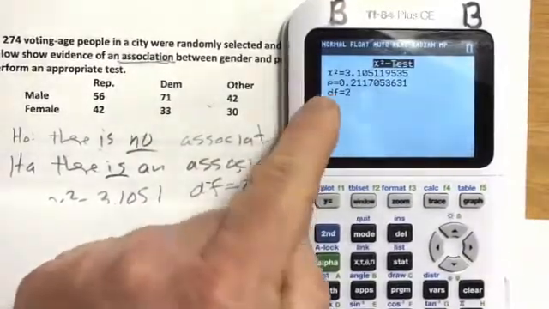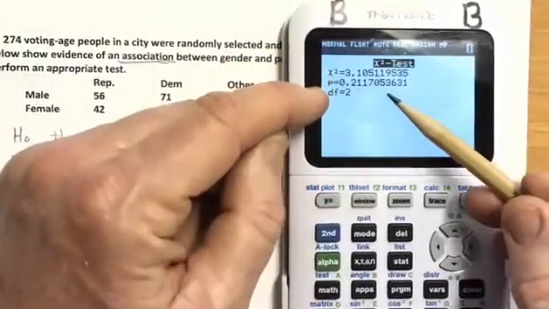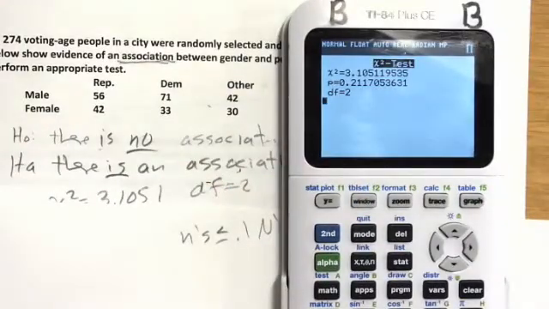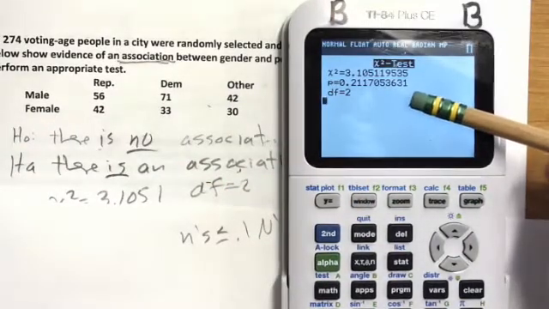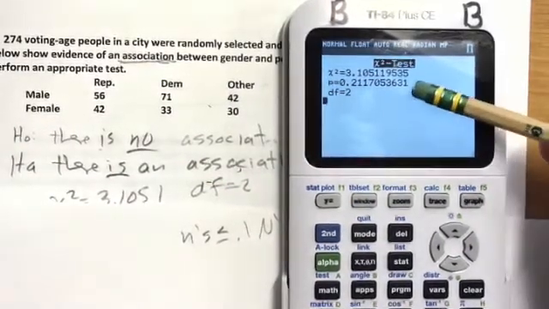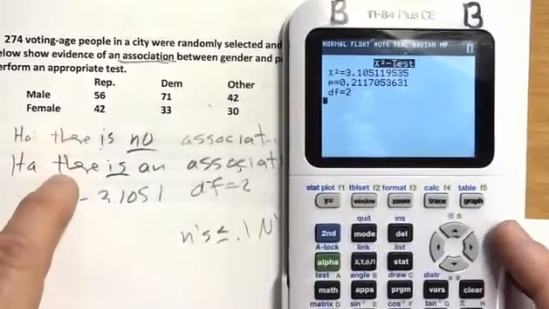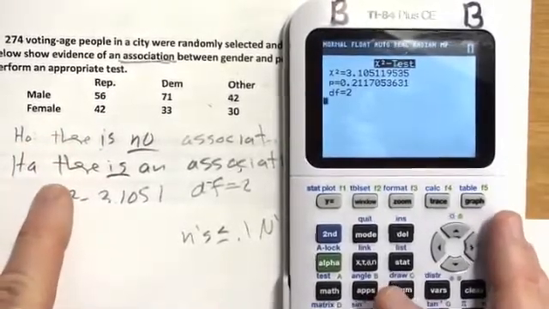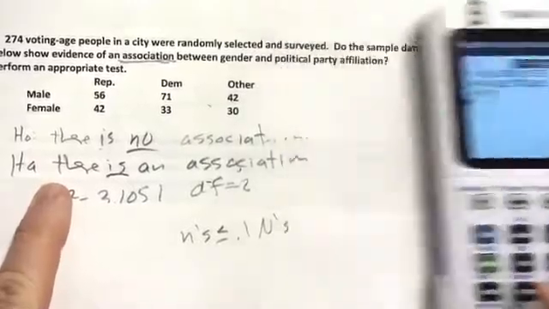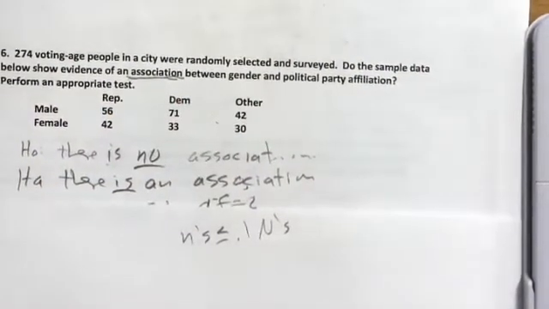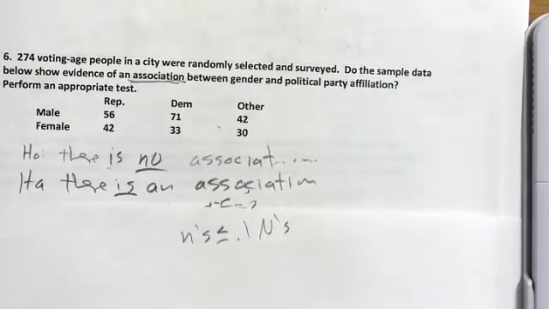All right, so there we go. There's my chi-square test statistic. There's my p-value and degrees of freedom. And so that's all you have to write in your mechanics. And then your ending, just like all these other p-value statements: this p-value is greater than 0.05, so I do not reject the null. I do not have convincing evidence that, and then you restate the alternative, there is an association between gender and political party affiliation for the voting age people in the city.